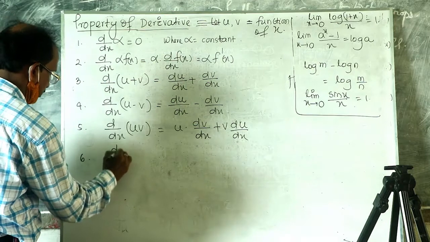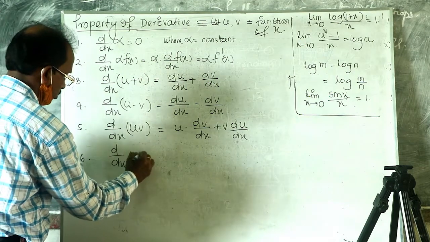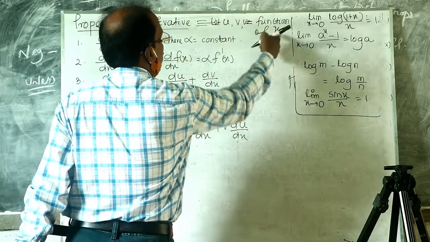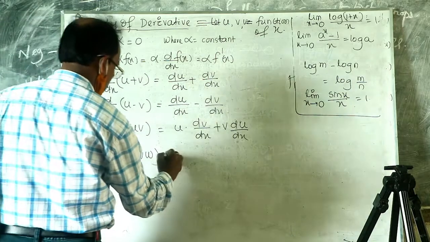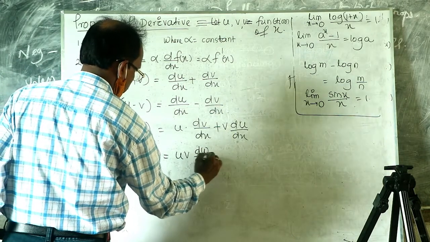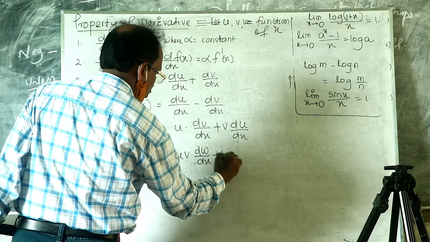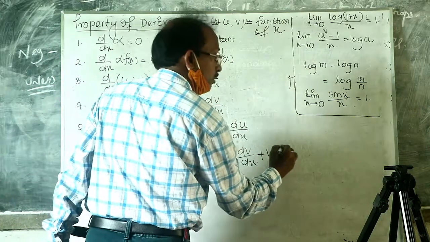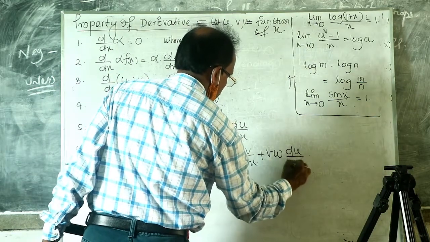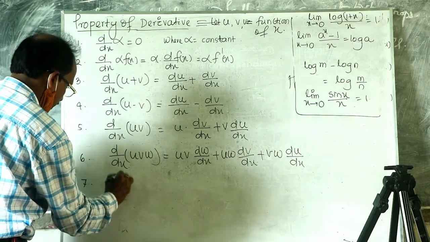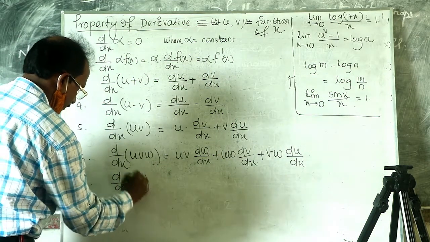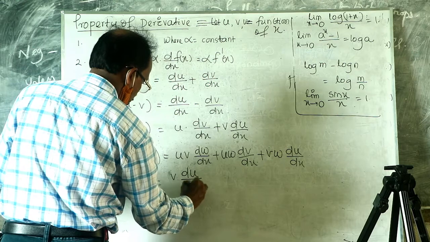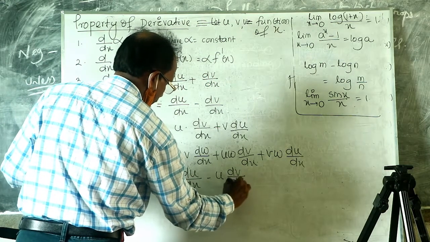Then derivative of u, v and w. Suppose u, v and w are functions of x. Then derivative of u v w is equal to u v into derivative of w plus u w into derivative of v plus v w into derivative of u. Then derivative of u by v is equal to v into derivative of u minus u into derivative of v, all by v square.